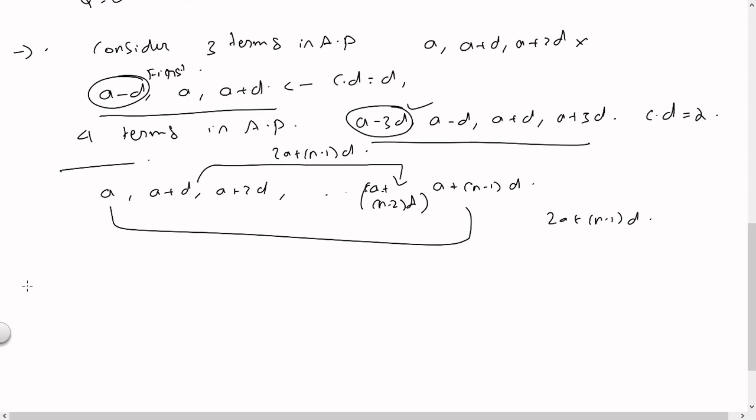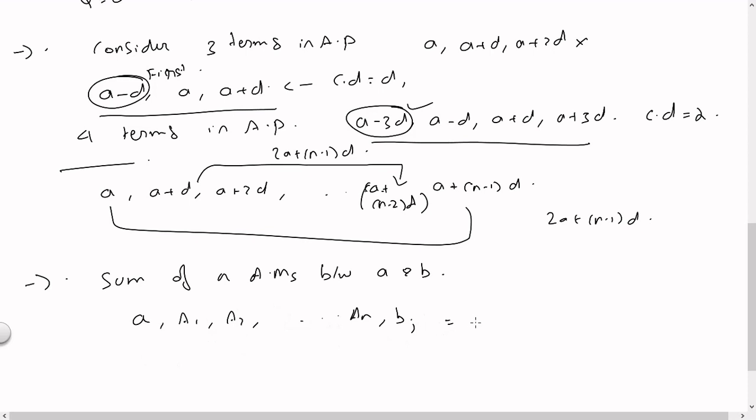And one more thing, with regard to arithmetic means: what would be the sum of n arithmetic means between two numbers, let us say a and b? We have already seen how to determine the arithmetic means between a and b. Let us say they are a1, a2, and so on till an, and then b. Now, we take the sum of all n arithmetic means, which means we are not adding a and b. So S is equal to a1 plus a2 plus so on till an. That is equal to, using the formula, n by 2 into the first term a1 plus the last term an.